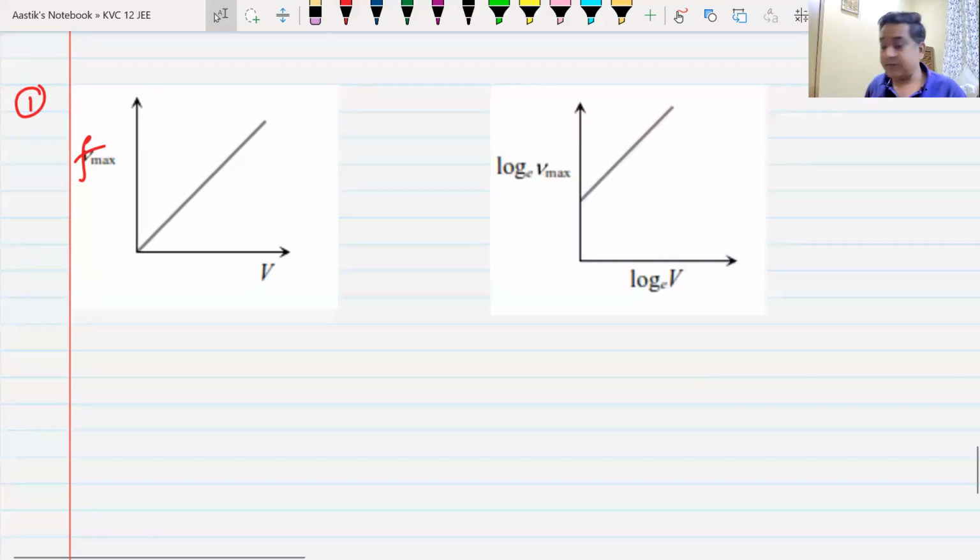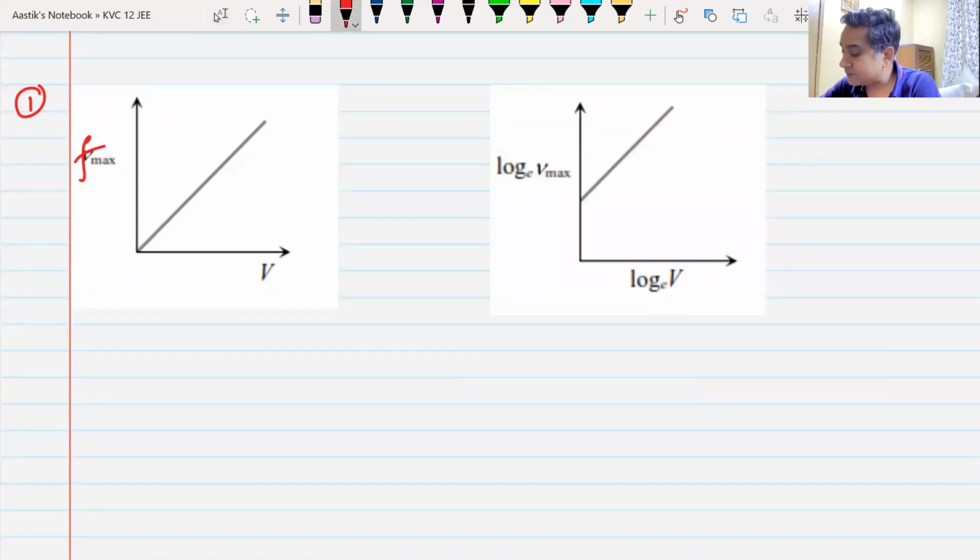The second graph is between log of f max and log of V. Again, it is a straight line, but not starting from 0 because log of 0 is not defined. Remember the graphs, they are going to come. This chapter is all about graphs. I hope you understand all these graphs.